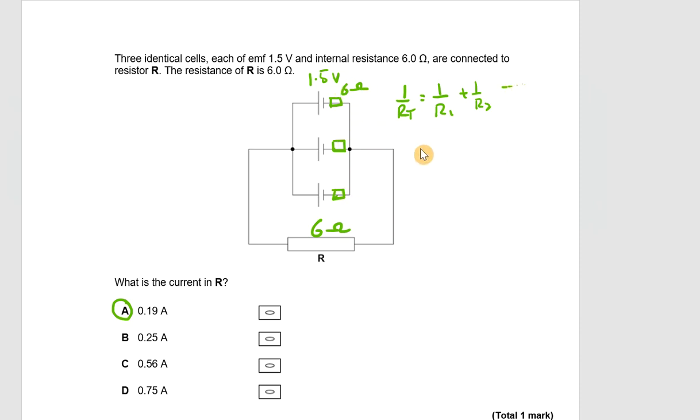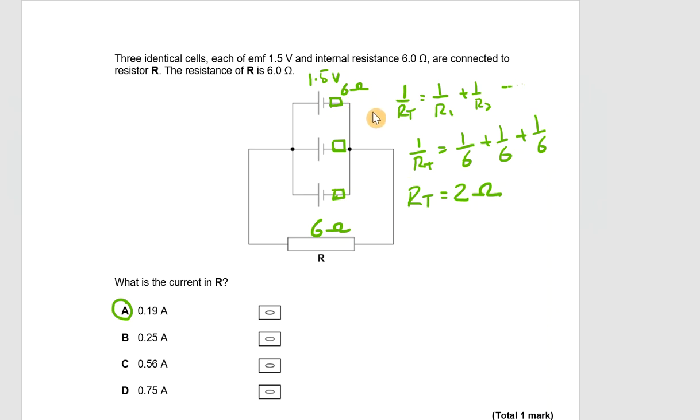So the total resistance of this section is going to be given by 1 over 6 ohms plus 1 over 6 ohms plus 1 over 6 ohms for our 3 internal resistances. Do a little bit of maths and you'll discover that the total resistance of this section is 2 ohms.